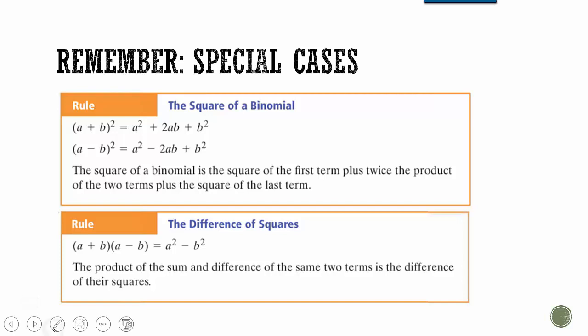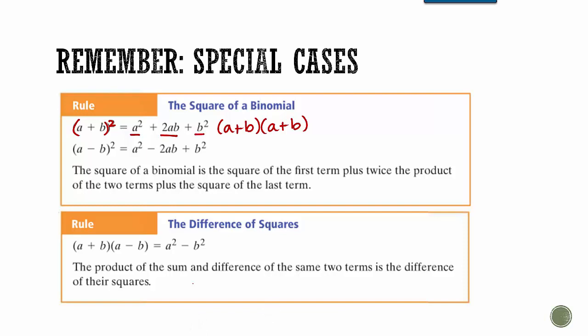We had things that looked like this, where you had (a + b) all squared. And remember, that meant you had to split it up into (a + b) times (a + b), and then double distribute. But there was a pattern here. It was always the first term squared plus 2 times the first two terms multiplied together plus the last term squared.